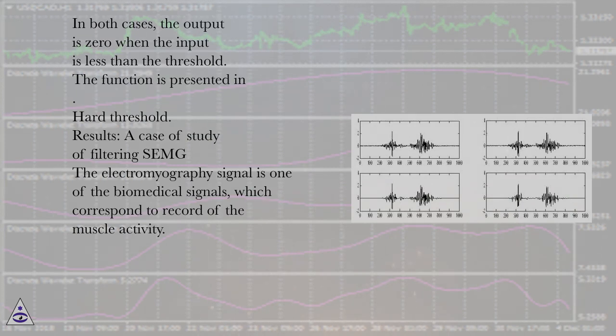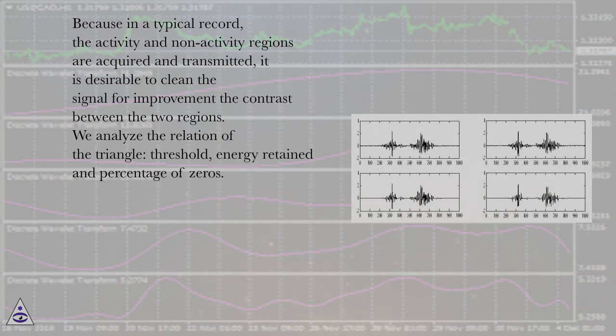Results, a case of study of filtering SIMD. The electromyography signal is one of the biomedical signals, which corresponds to a record of the muscle activity. Because in a typical record, the activity and non-activity regions are acquired and transmitted, it is desirable to clean the signal for improvement of the contrast between the two regions. We analyze the relation of the triangle, threshold, energy retained and percentage of zeros.